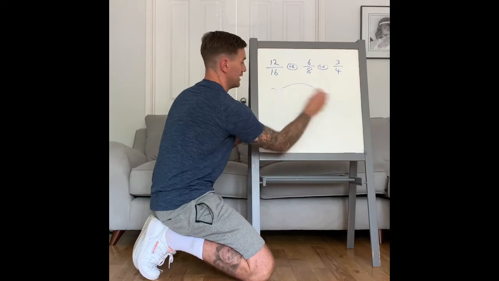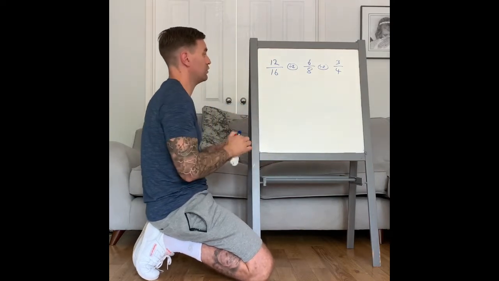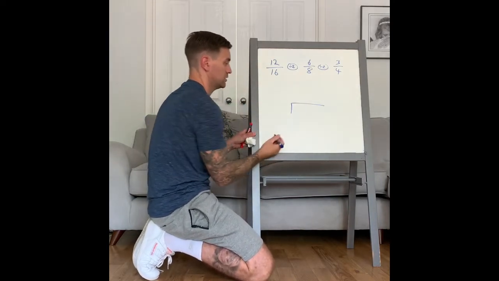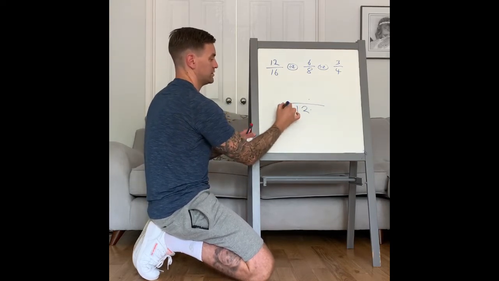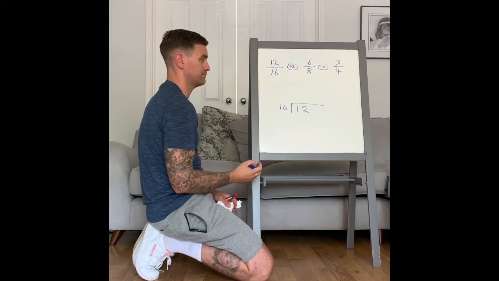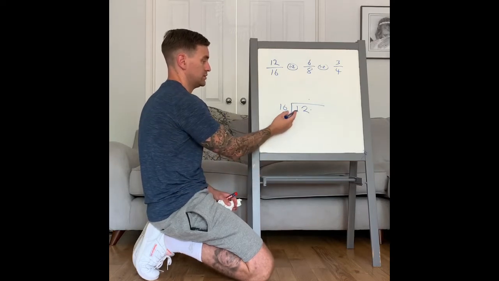Now, if you wanted to do that, 12 divided by 16. Okay? You do 12 divided by 16. Okay? So 16 into 1 doesn't go.